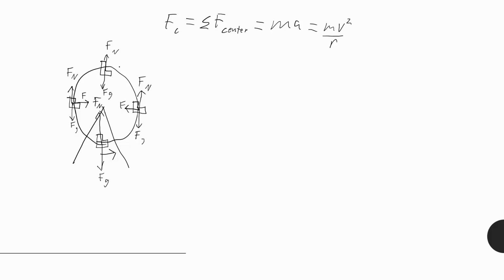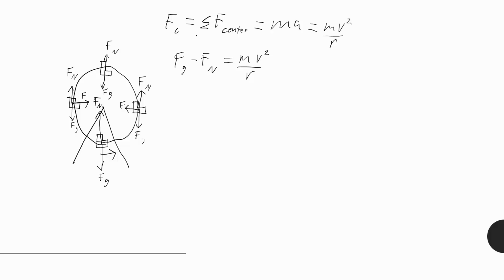If we wanted to solve for some value, we could set up an equation here, say at the top here, just taking the larger force minus the smaller force, so we don't have to worry about negative signs. In that case, our net force would be gravity minus the normal force, and then we can set that equal to, when we're moving in a circle, the net force is equal to the centripetal force, so we can set that equal to mv squared over r.